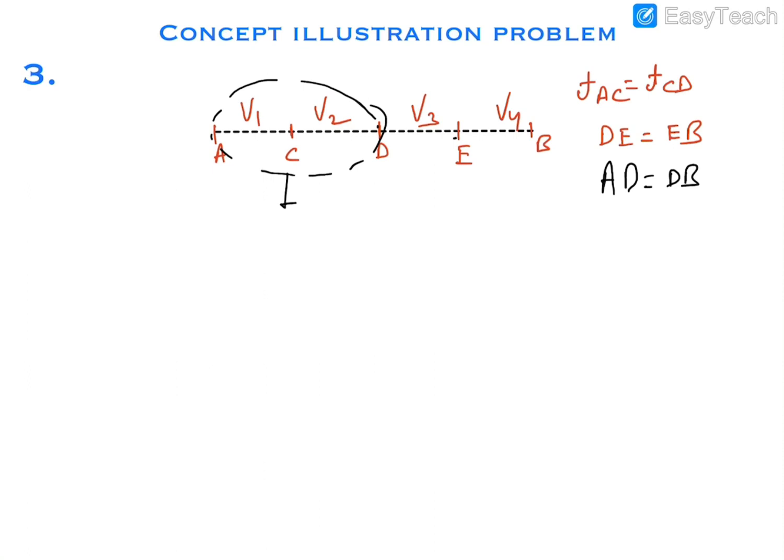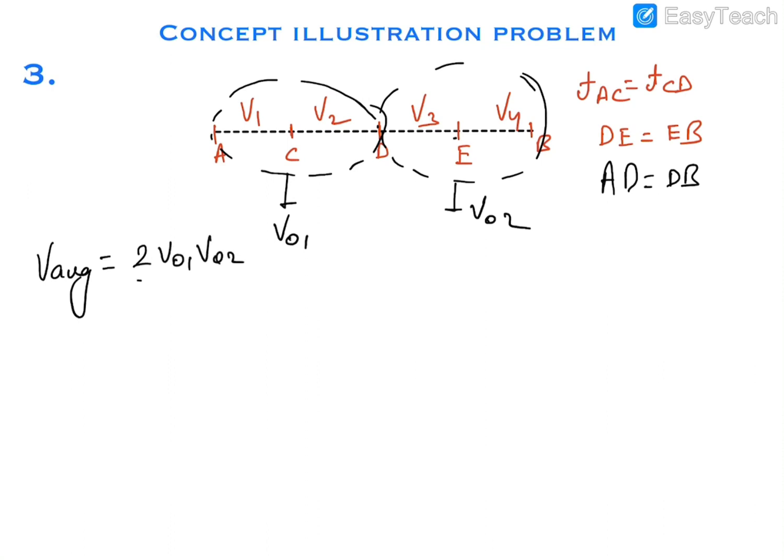In that approach I am assuming that the average velocity from A to D is v01, and the average velocity from D to B is v02. Okay, so these are the average velocities which I have assumed in A to D and D to B. Now you can see that AD is equal to DB, which means that the distance is being divided into two parts. So when distance is being divided, then we know that average velocity is 2 v1 v2 upon (v1 plus v2). Okay, and now let us find out v01.